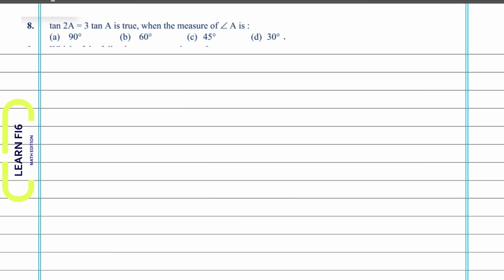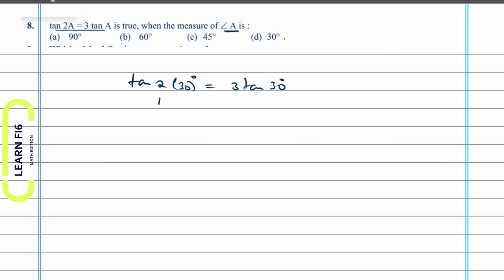Tan 2A equals 3 tan A is true when the measure of angle A is... So in this question we have to find the angle A for which this condition becomes true. I'm going to start with the smaller angle. I'm taking 30. Tan 2 times 30 is equal to 3 tan 30.